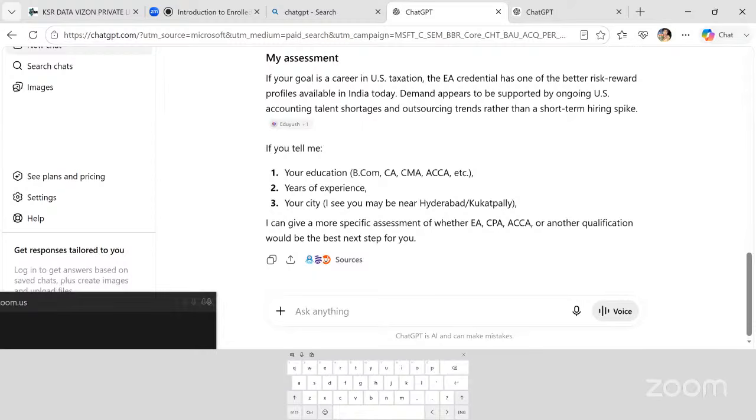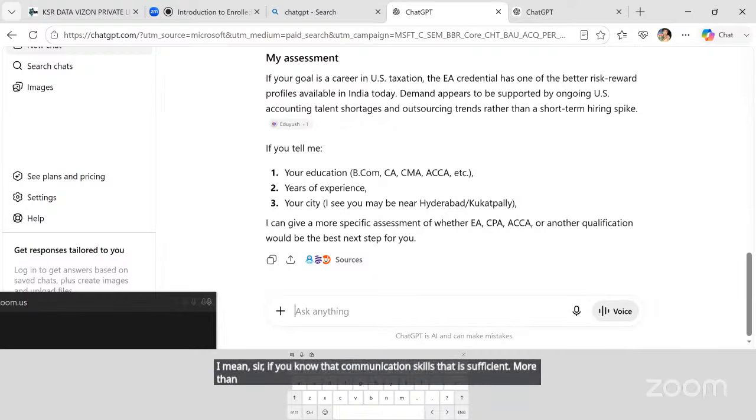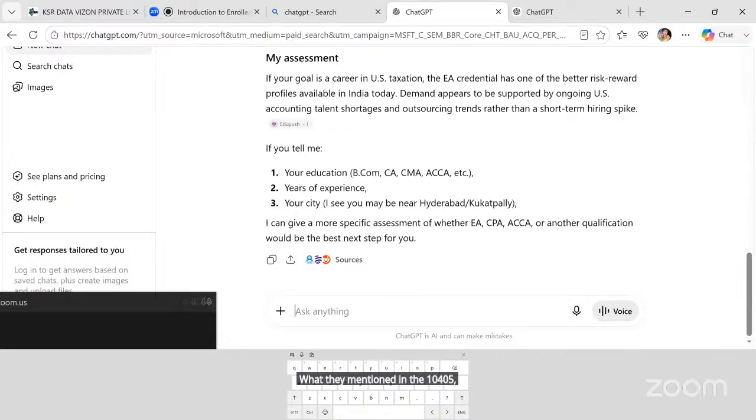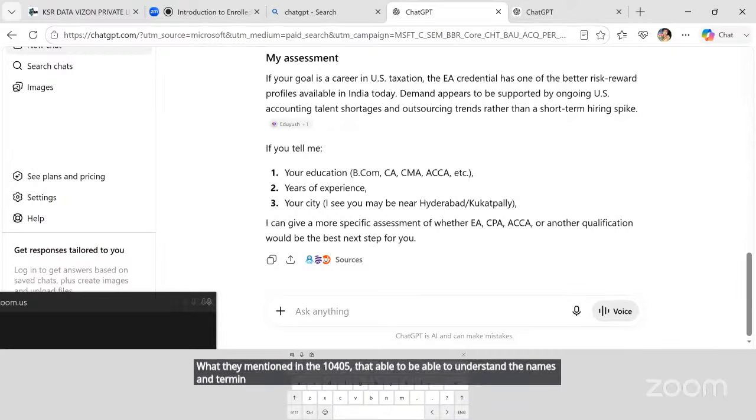Are there any prerequisites required for that? If you know communication skills, that is sufficient. More than that is not required, because here the exam is the main priority. You need to be 18 years old with decent basic communication skills, not very huge ones. Basic communication skills are sufficient to understand what is mentioned in the 1040 form, the names and terminology. That's the reason that from yesterday onwards, sir is trying to teach you the terminology, comparing Indian laws and US laws.